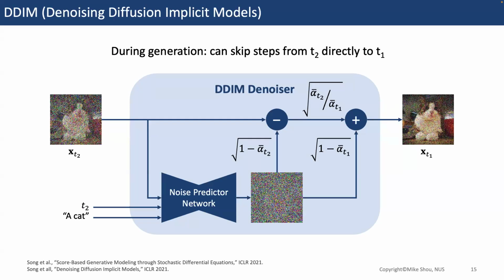The idea behind this DDIM is that we don't randomly sample the noise during the generation process. Instead, we directly use the noise predicted by the predictor network. So here is how it works. We first subtract the predicted noise in a specific equation, and then we can add this noise back in. By using this approach, DDIM aims to streamline the process and make it more efficient.